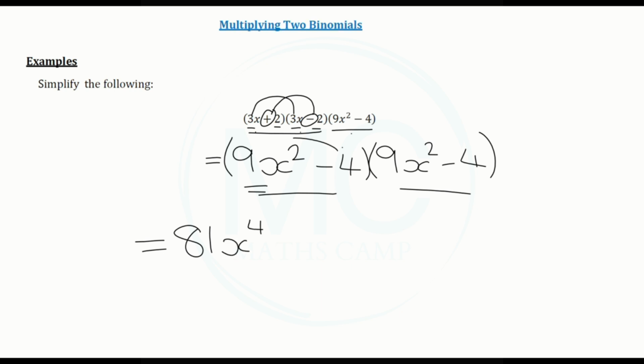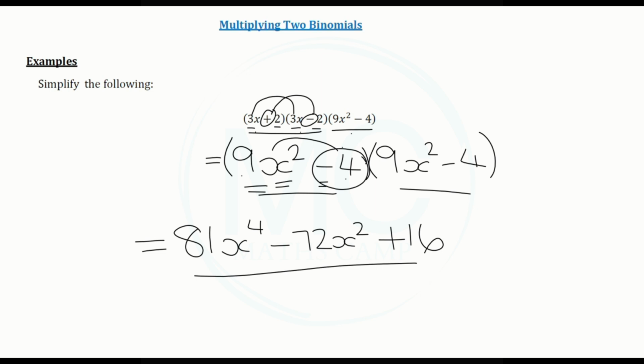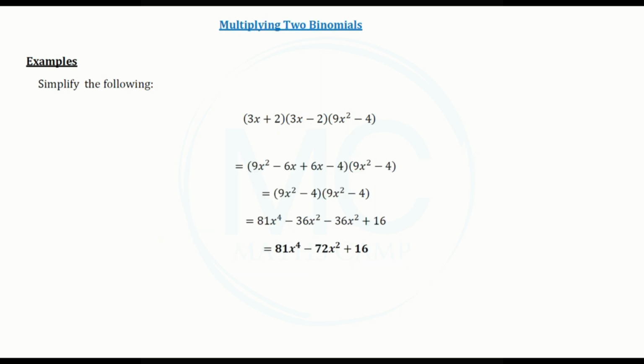Now let's multiply these two terms together. 9 multiplied by 4 gives us 36. It's negative 4, so we get negative 36. Double negative 36, and we get negative 72. Don't forget your x squared. Finally, we can square negative 4. Negative 4 squared gives us positive 16. And we have now completed this question. We will look at other examples like this in upcoming videos.